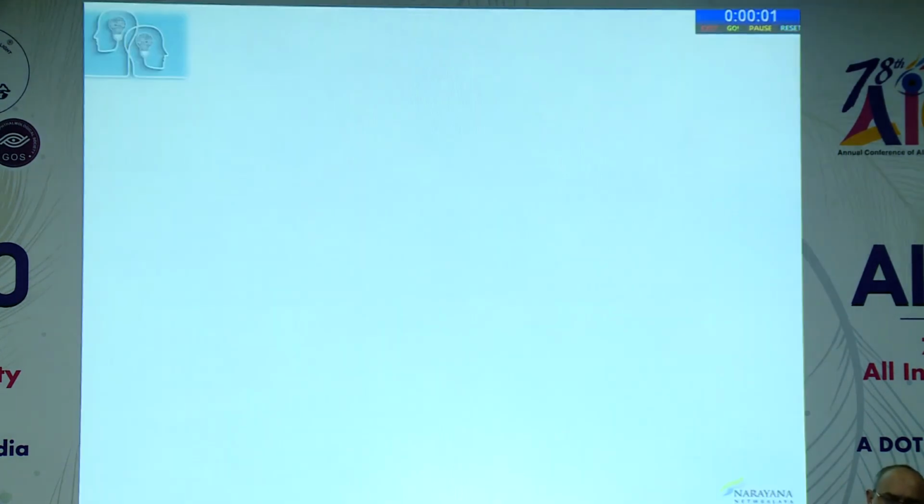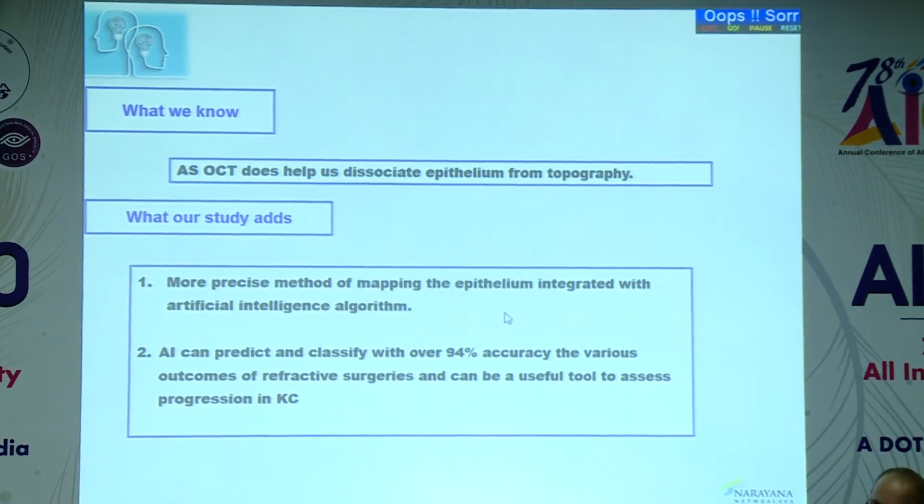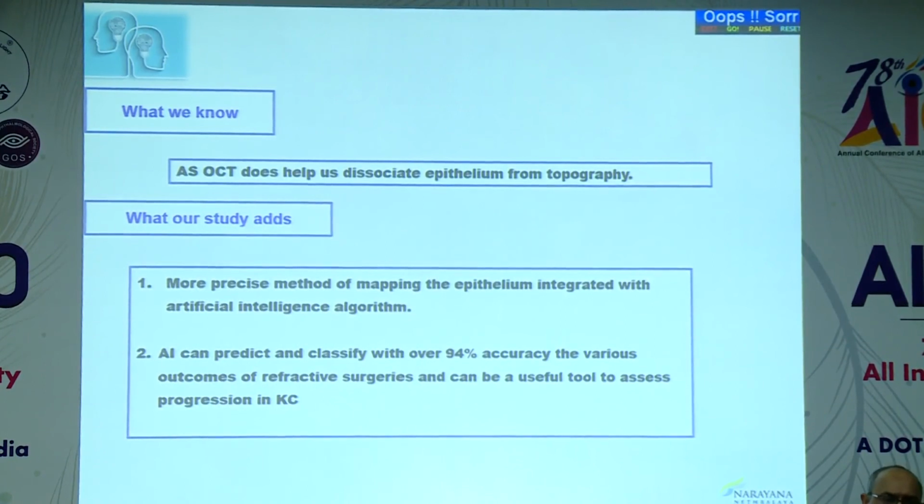What we actually know is that AS-OCT does help us dissociate epithelium from topography, but this was a more precise way of mapping the epithelium, and AI could in fact be an additive tool in increasing the accuracy of post-operative outcomes. Thank you.